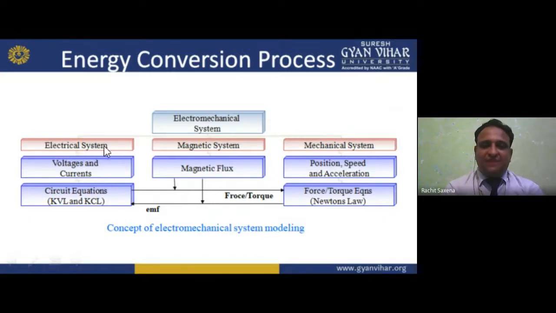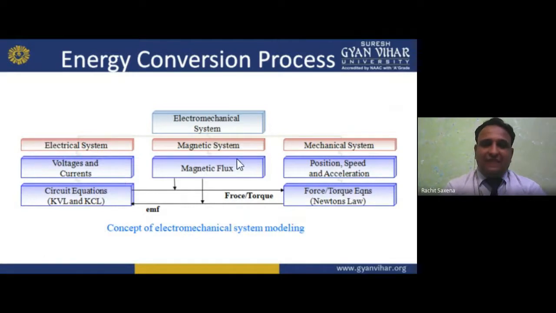Electrical system: if I'm talking about the electrical system, we have voltage and current. It means I'm talking about voltage, current, power, resistance, impedance, energy, whatever. But the two basic things are voltage and current. And then we apply circuit equations, that is Kirchhoff voltage law and Kirchhoff current law.